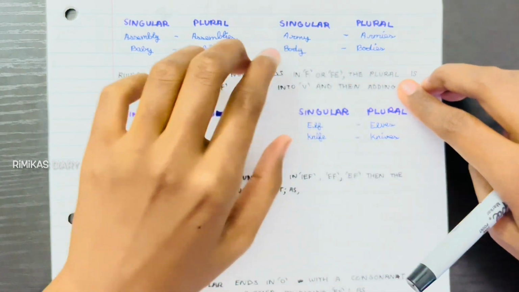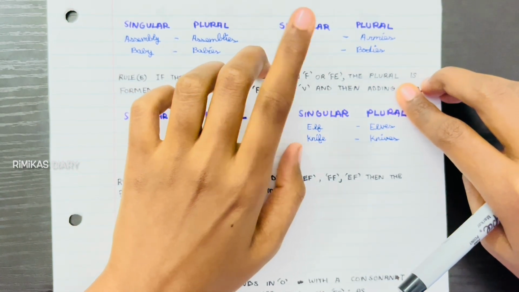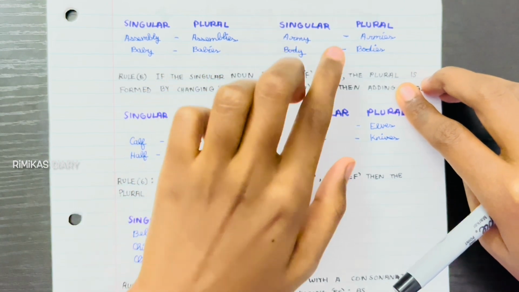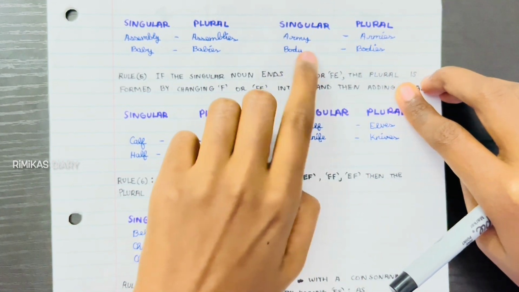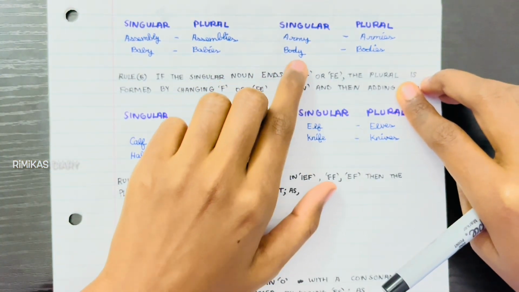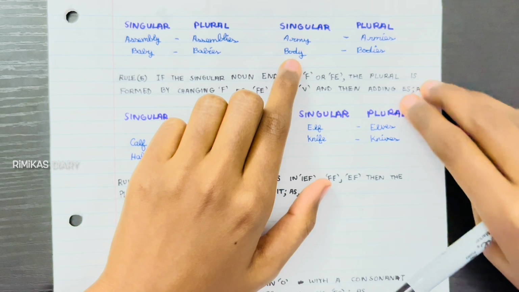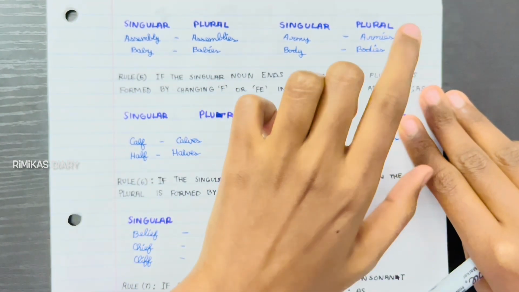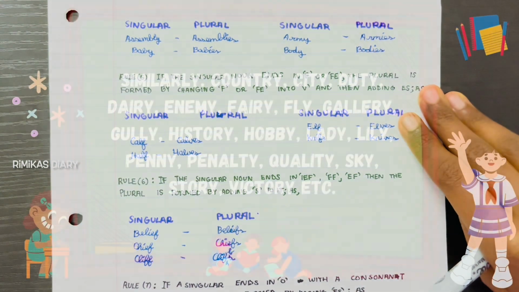In armies, there's y at the end. Before y, there's m, which is a consonant. So instead of y, we add i and then es at the end. In bodies, there's y, and before y there's d, which is a consonant. So we change the y into i and then add es at the end.